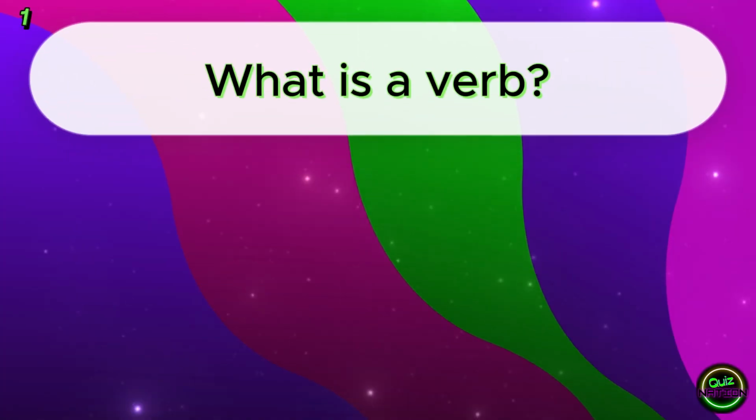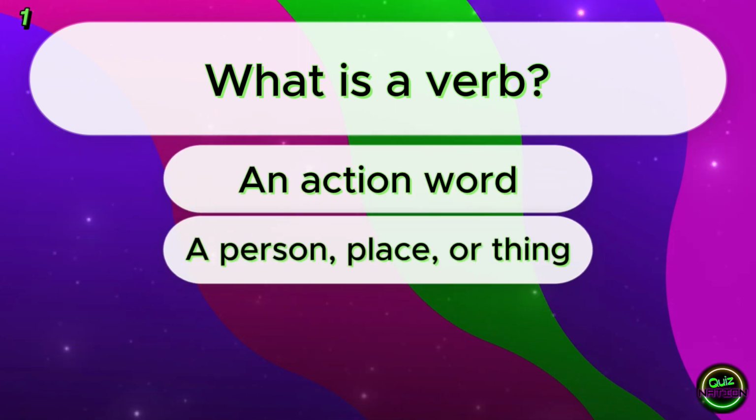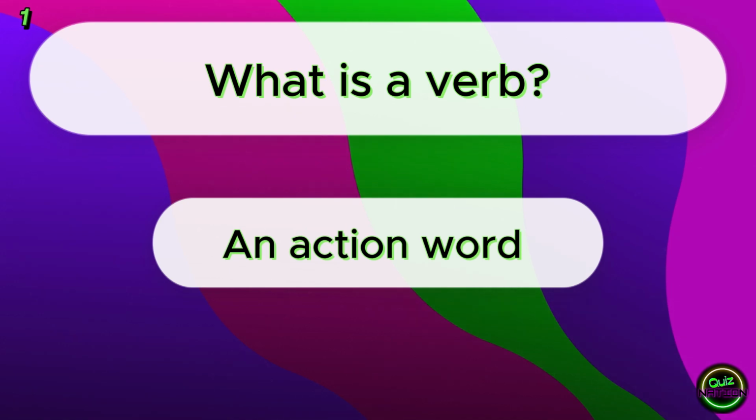What is a verb? An action word. A person, place, or thing. An animal. An action word.